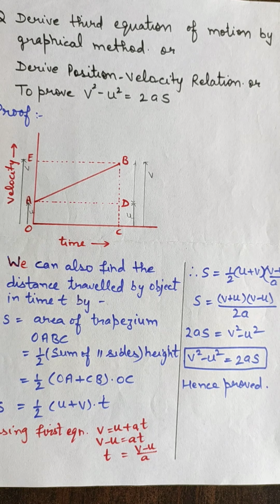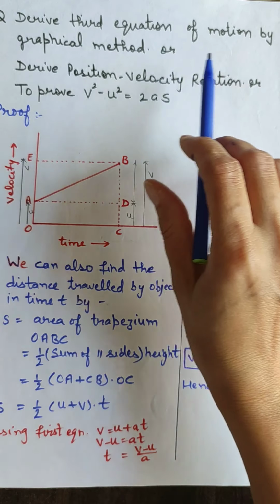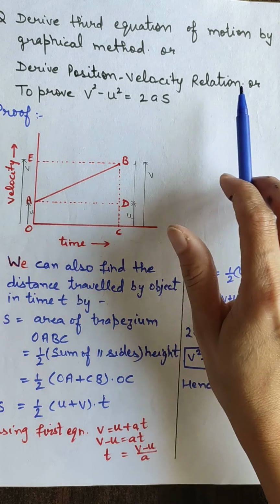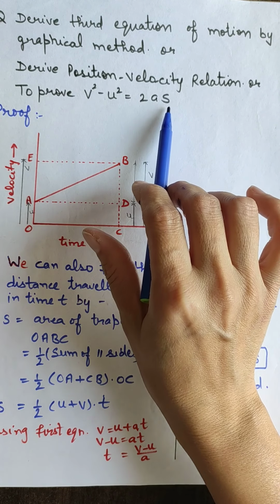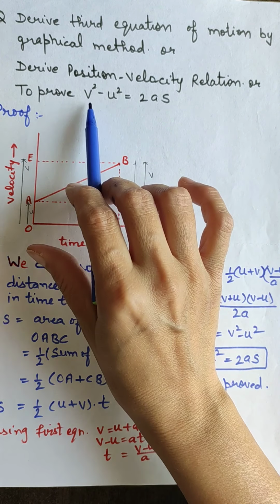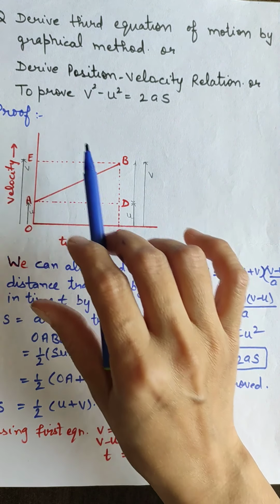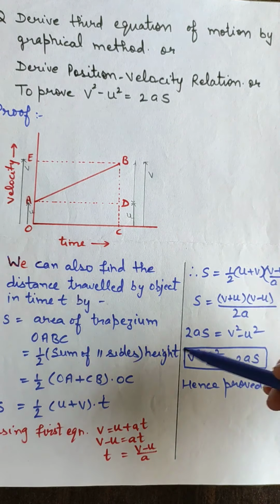Now, in the same way, we can derive the third equation of motion. The question can be: derive the third equation of motion by the graphical method, or derive the position-velocity relationship. This S is position, and velocity is the initial velocity and final velocity. So, for this we will derive it in the same way.